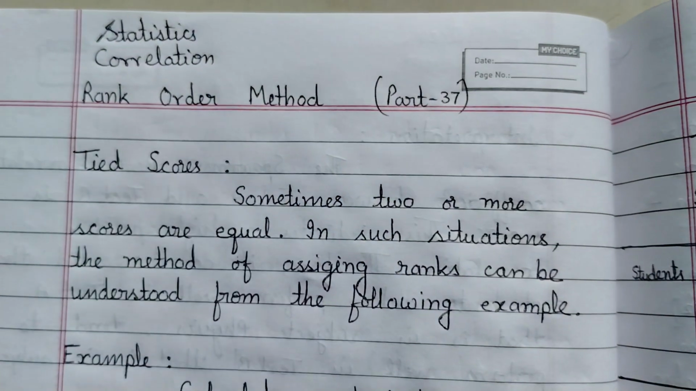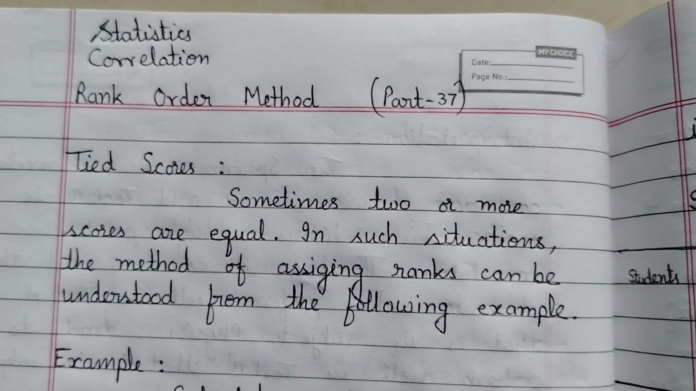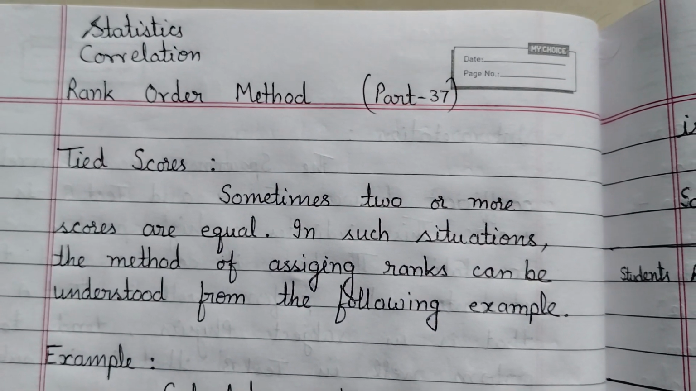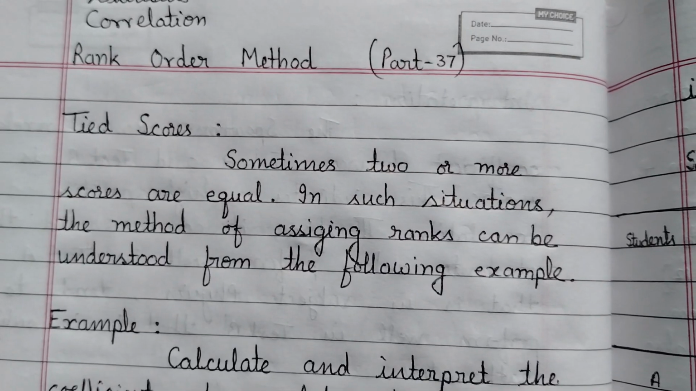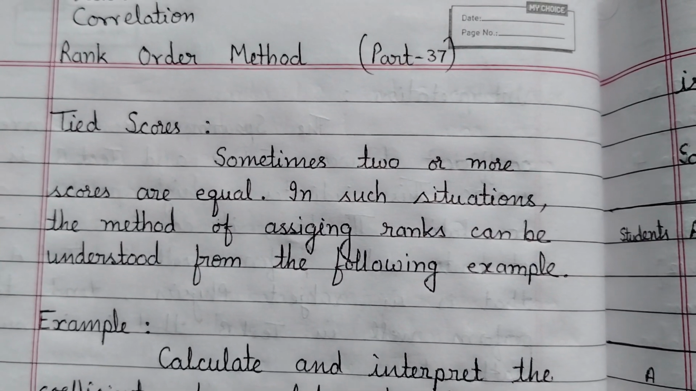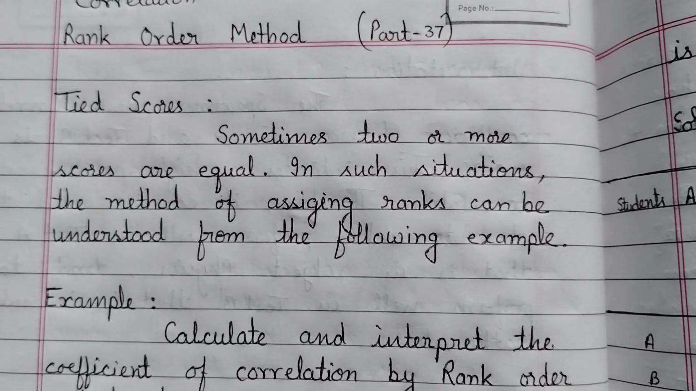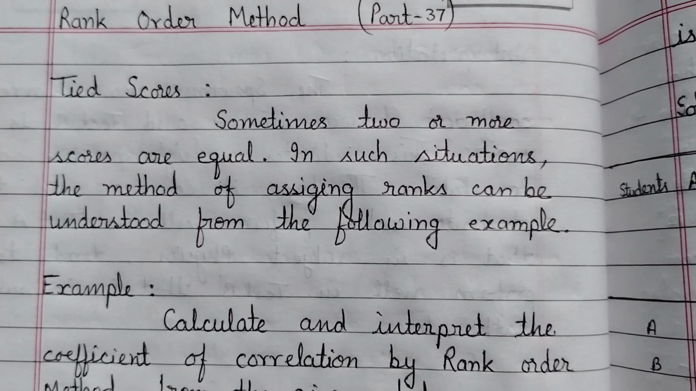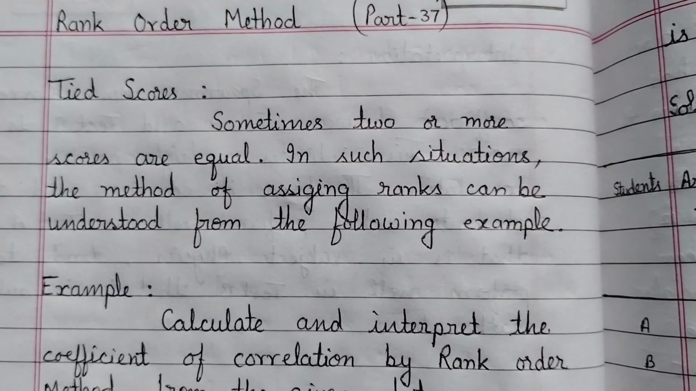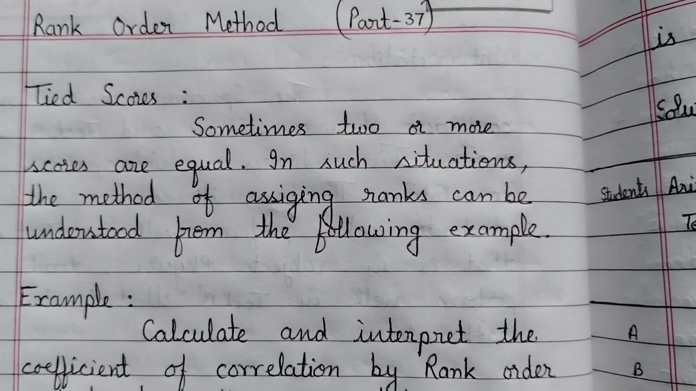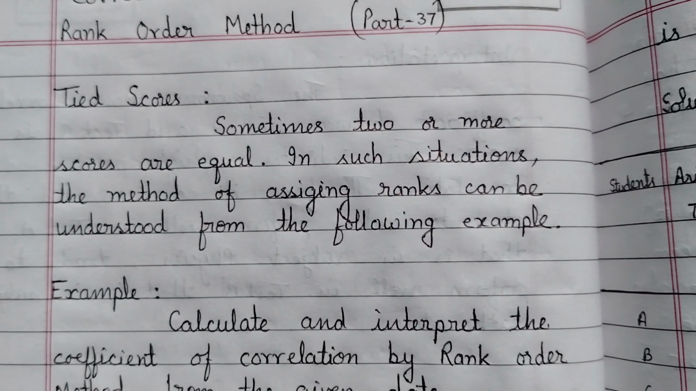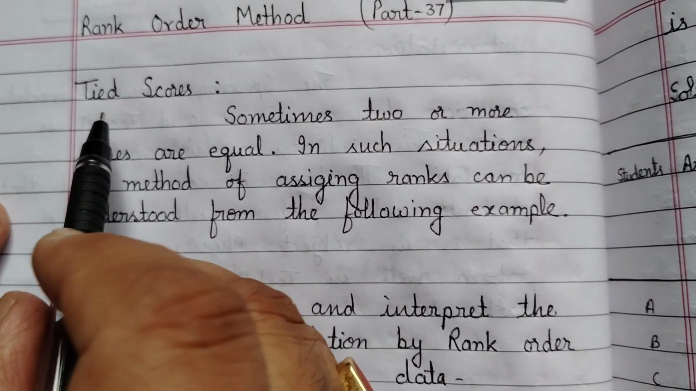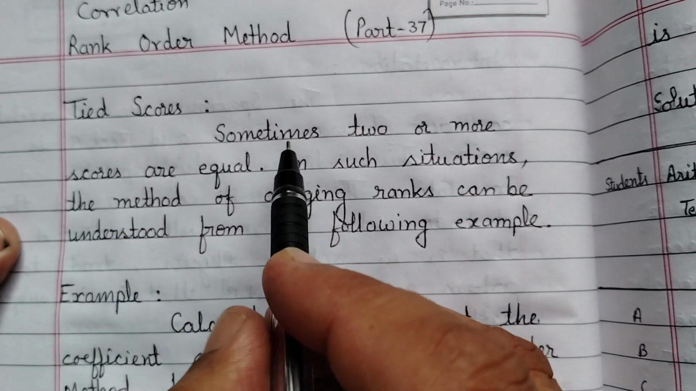Correlation, and the topic is the rank order method, part 37. In this part, I will cover a question example in which two or more students have the same rank. How will we solve such a type of question? So let us start. Tied scores.